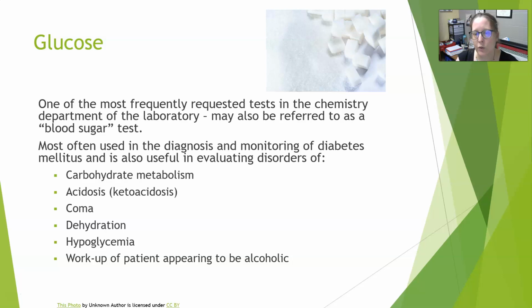is also useful in evaluating disorders of carbohydrate metabolism, acidosis, especially ketoacidosis, which is a complication of type 1 diabetes, coma, which can be a complication of any type of diabetes, dehydration, another complication of diabetes too, hypoglycemia, that can happen on its own or can be a complication of diabetes, and the workup of a patient that appears to be alcoholic because the signs and symptoms of hypoglycemia mimic those of being drunk. So that could be a clue that maybe they're not intoxicated, maybe they simply have a low blood sugar.